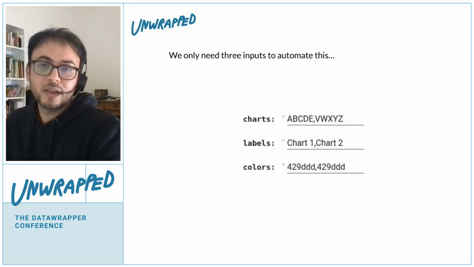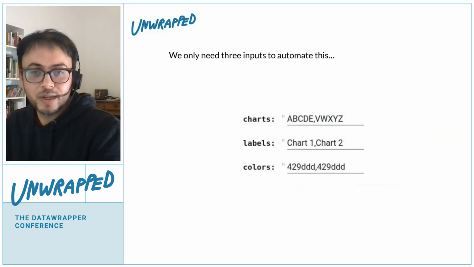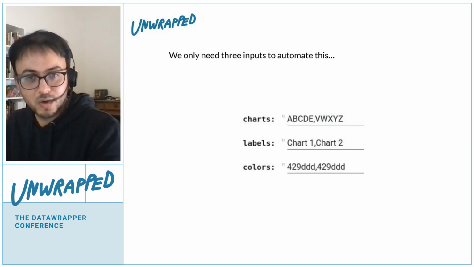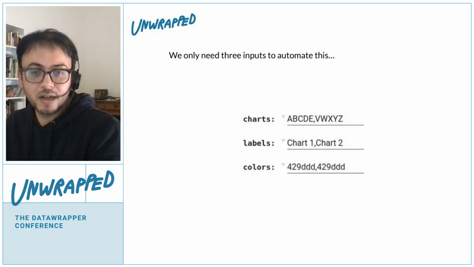We need three inputs to automate this. We want a list of charts in the order that we want to link them. We need a list of labels. What do we want to call them? Europe, Spain, Italy, and so on. And we need a list of colors in case we want to change around the colors for each button. But we can also just repeat the same color if we want to have the same color button for each of the buttons.